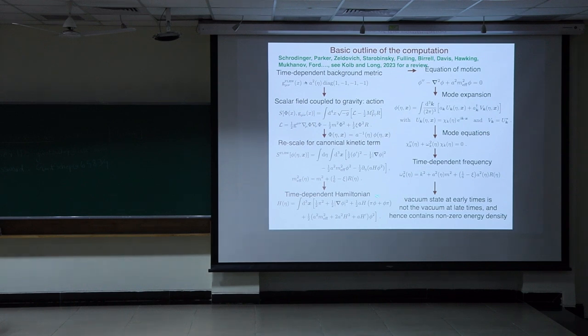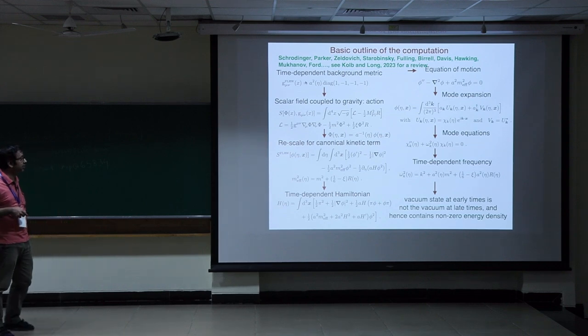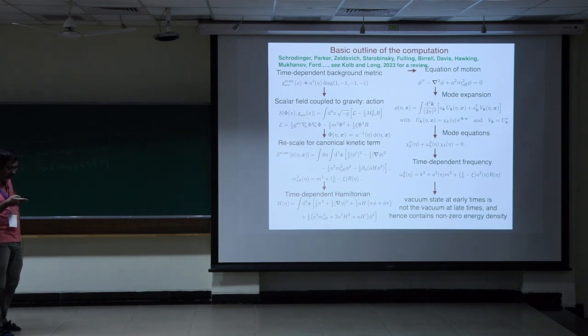And therefore the Hamiltonian is also time-dependent, as I mentioned. You can obtain the equations of motion. They differ from the Klein-Gordon equation because this mass term, a squared m squared effective, is now time-dependent. You can do a mode expansion. The space part remains the same because space translation is still a symmetry, but time translation is not. So the time part is now a new function. And the mode equations are equations for harmonic oscillators, but with this time-dependent frequency that I mentioned. Okay, and that essentially leads to particle production because the vacuum state at early times is not the vacuum at late times, and therefore contains non-zero energy density.